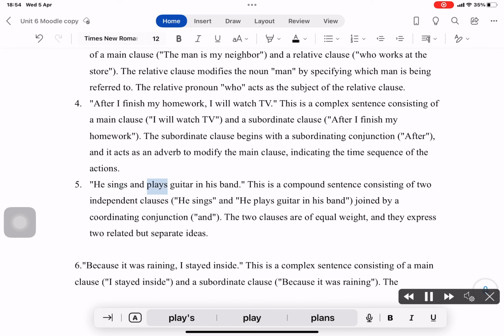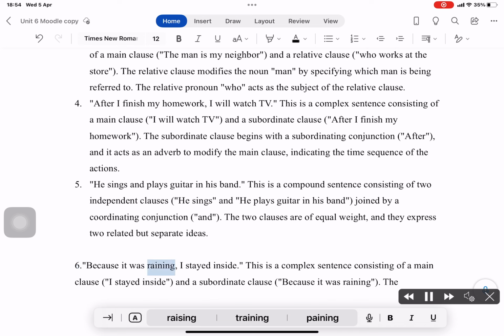He sings and plays guitar in his band. This is a compound sentence consisting of two independent clauses, he sings and he plays guitar in his band, joined by a coordinating conjunction, and. The two clauses are of equal weight, and they express two related but separate ideas.